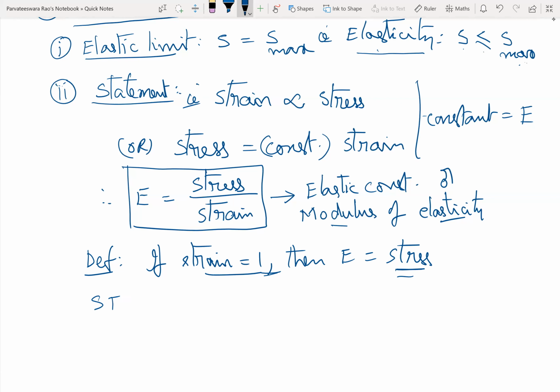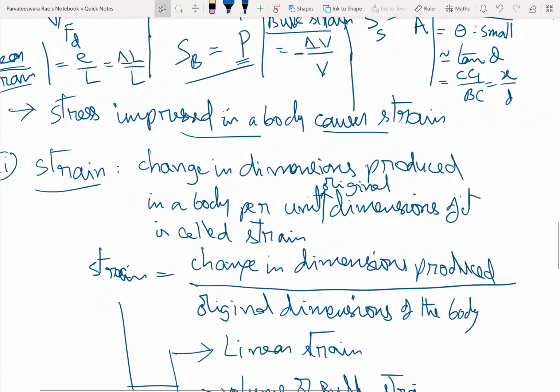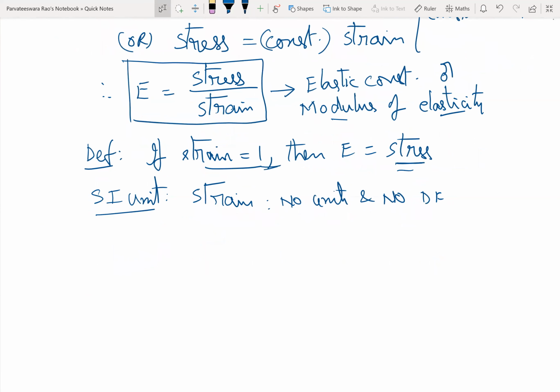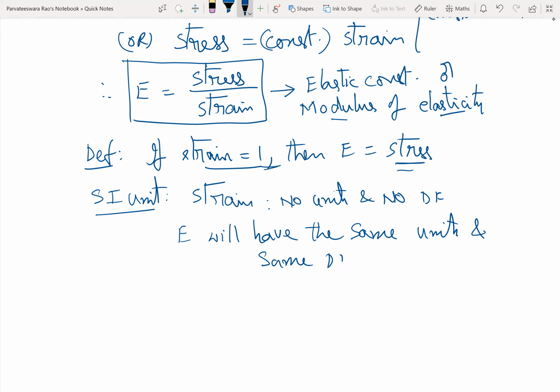Now, SI unit. Strain has no units and no dimensional formula. Even shear strain, if you consider, because we said theta, again it becomes tan theta, which is a number, no units. So E will have the same units and same dimensional formula as stress. Simple.